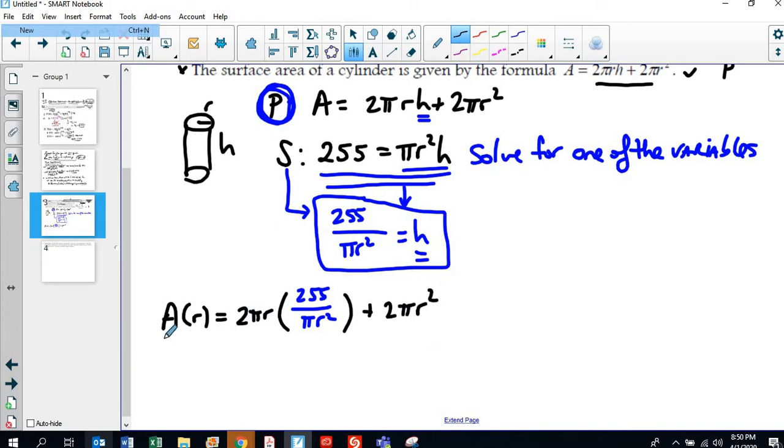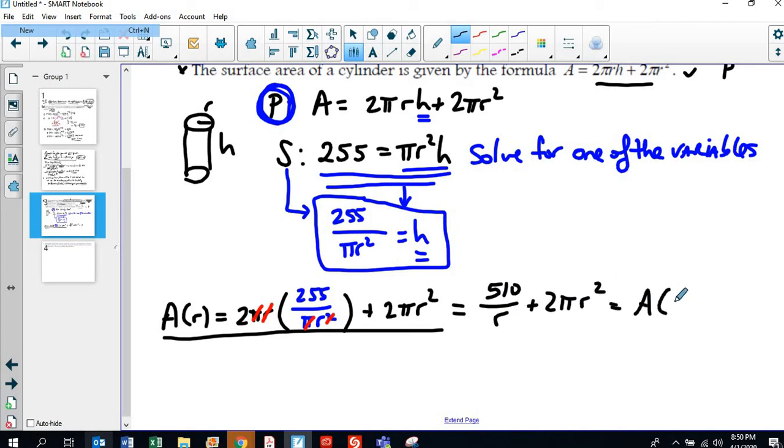All right, obviously if we want to work with this, we're going to simplify it as much as we can. We can divide the pi away, and we can divide one of the r's away. And so this turns out that our primary function A of r is 2 times 255, which is 510 over r, plus 2 pi r squared. This is my A of r function.